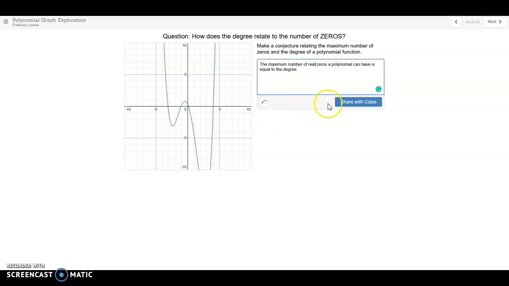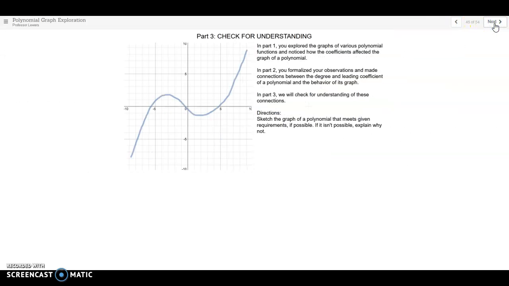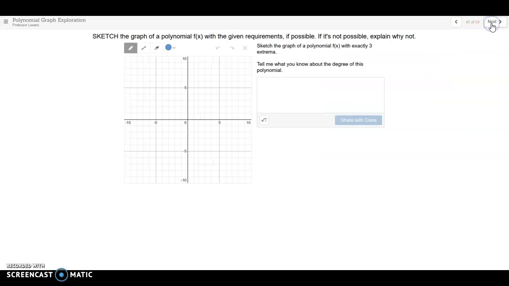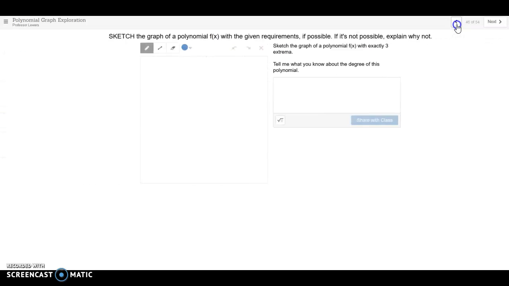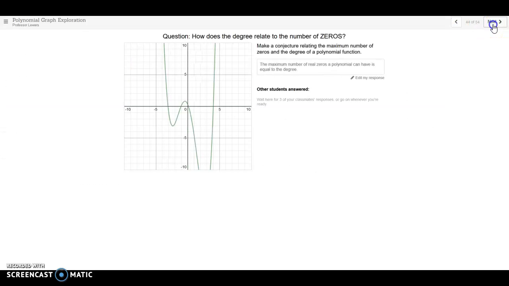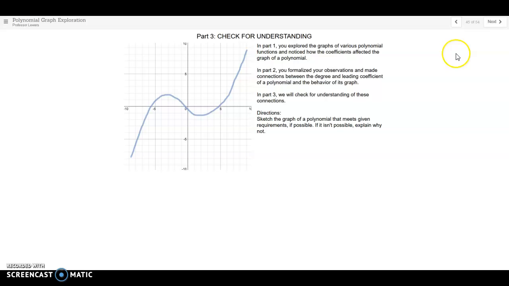All right, so that wraps up the class time for this. I would encourage you to go to part 3 to check for understanding and explore those connections. And if you complete those future graphs, then I'll give you some extra credit for slides, let's see here, 45 through 54 to do independently.